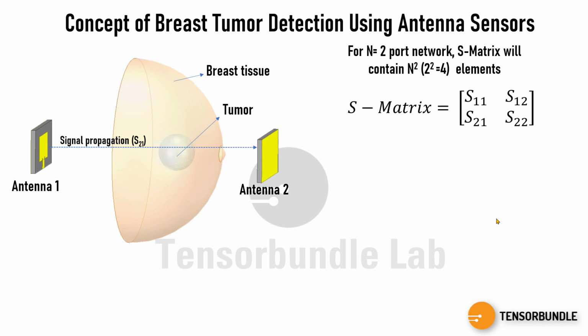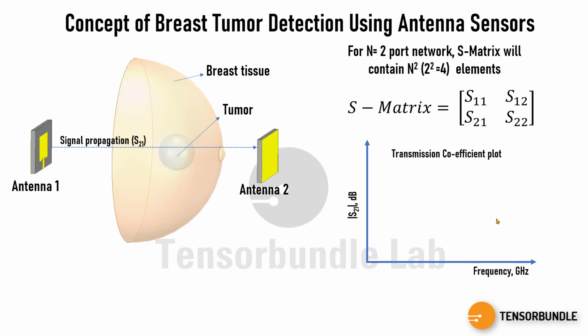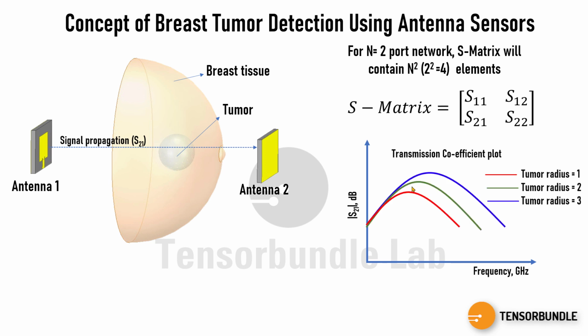And if we plot the transmission coefficient versus frequency, then we might have different responses depending on the tumor size. Tumor location will also change the S21 plot. So by having these multiple simulation plots, we can establish a correlation between the transmission coefficient with the tumor cell size and tumor cell location as well. So this is a very simple concept.